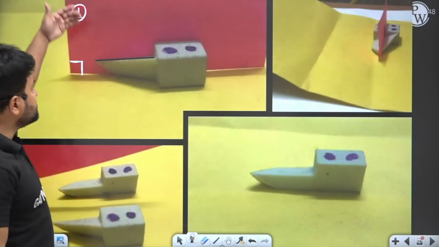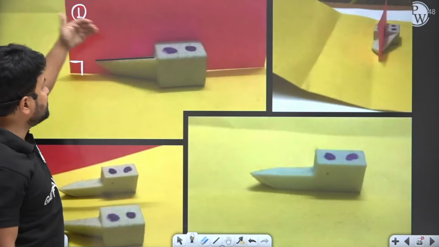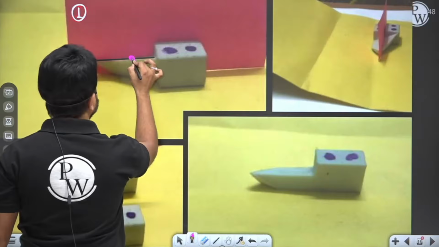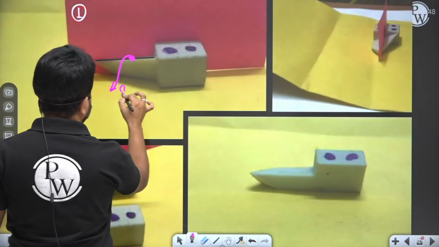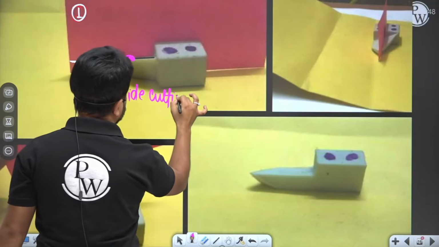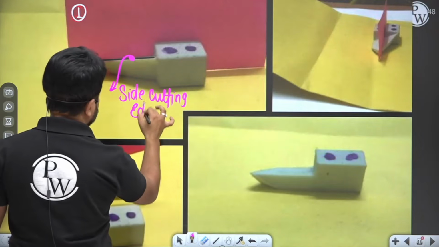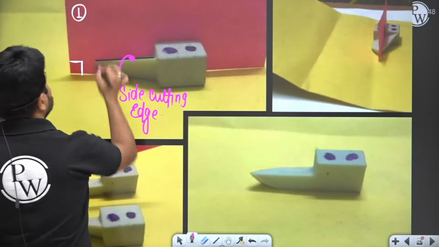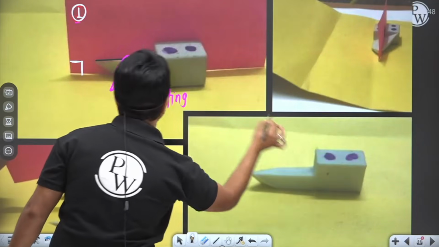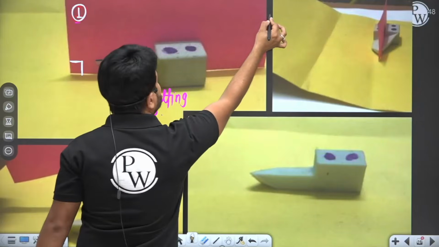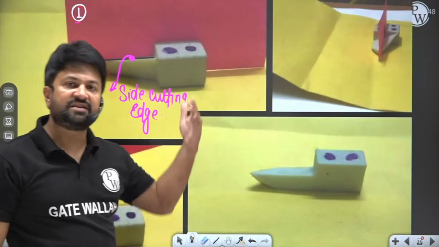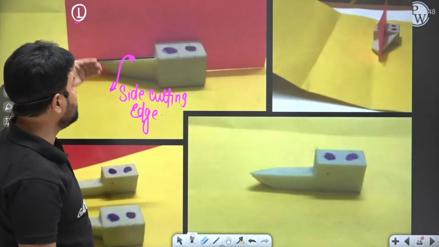base. Please cut the tool. As you can see in a very easy manner, this is the side cutting edge. Now this is plane number 1, which is along the length of the tool and perpendicular to the base of the tool. Now cut the tool in this plane.